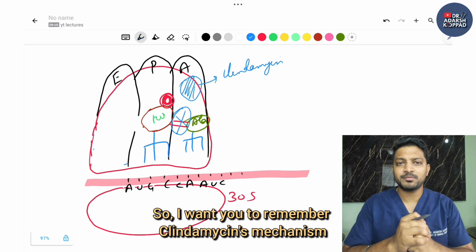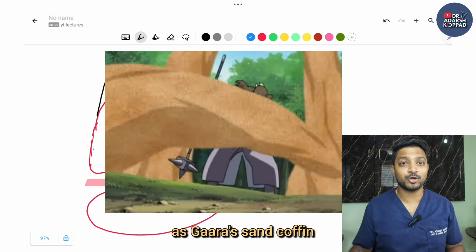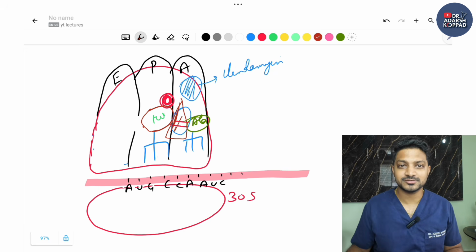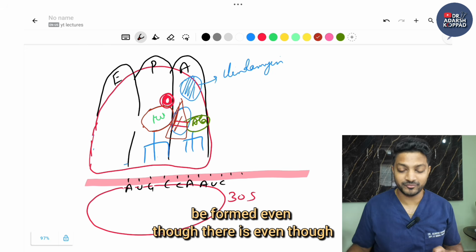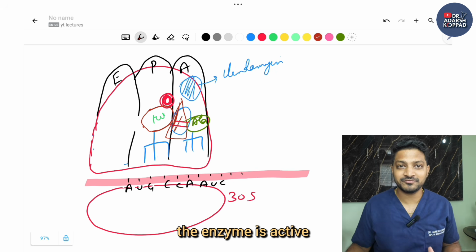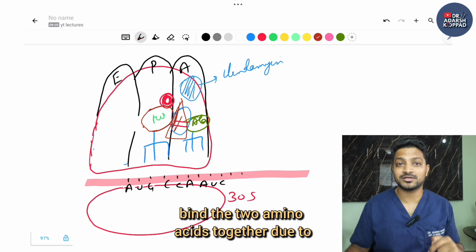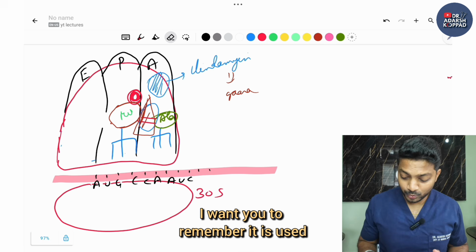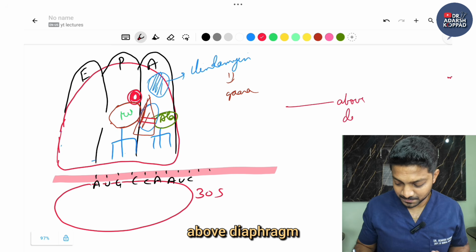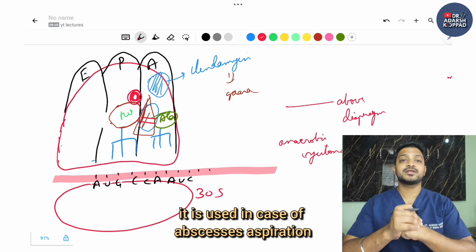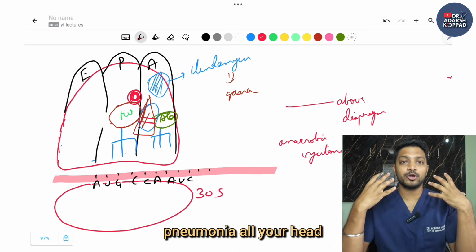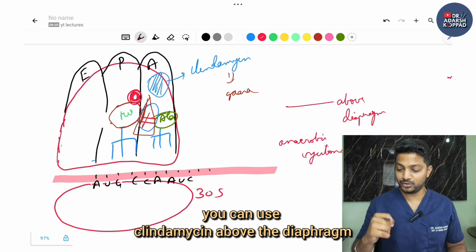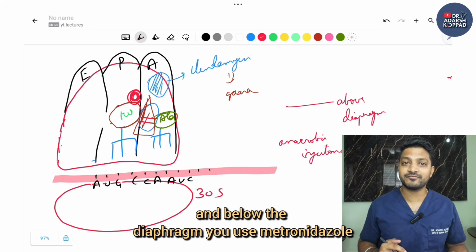I want you to remember clindamycin's mechanism as Gaara's sand coffin. So what Gaara has done, he has built a sand coffin where the peptide bond forms. So now the peptide bond cannot be formed, even though the enzyme is active, but he cannot bind the two amino acids together due to that sand coffin. So clindamycin is Gaara. Now, what is the spectrum of action of clindamycin? I want you to remember it is used above diaphragm for all the anaerobic infections. It is used in case of abscesses, aspiration pneumonia, all your head and neck infections, your meningitis. So, wherever anaerobic bacteria is involved, you can use clindamycin above the diaphragm, and below the diaphragm, you use metronidazole.